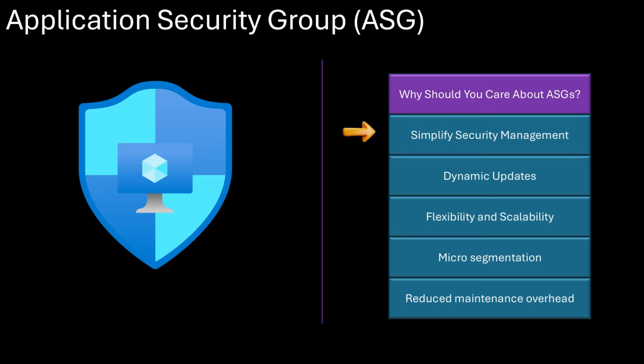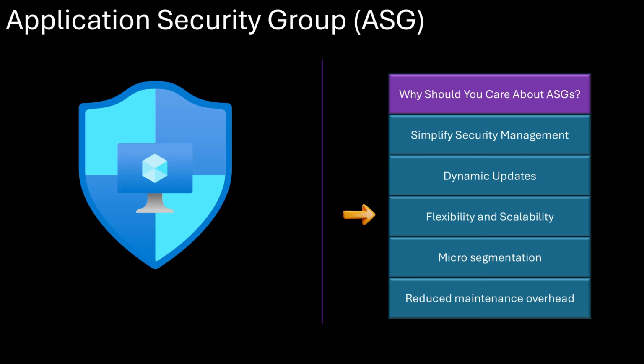Using ASG, you simplify security management. Instead of managing individual IP addresses, you define security rules for groups, and Azure takes care of the complexity behind the scenes. ASGs let you manage dynamic updates. VMs can come and go, but as long as they are part of an ASG, the security rules apply automatically. This is especially helpful in environments where VMs are spun up or decommissioned frequently.